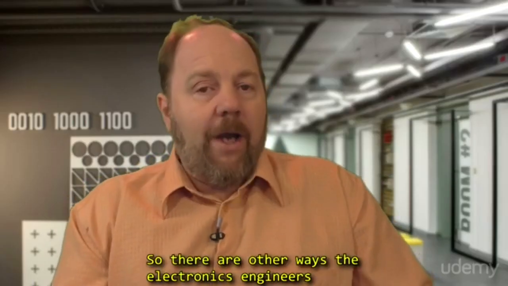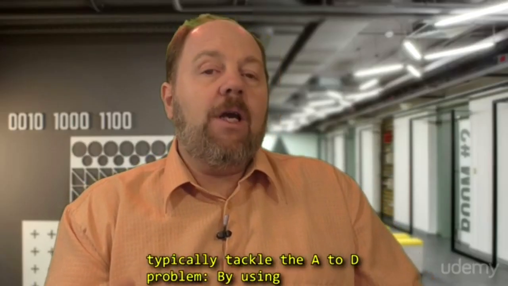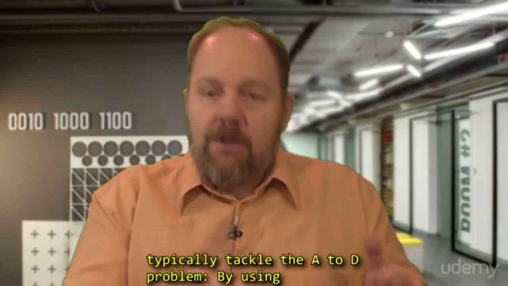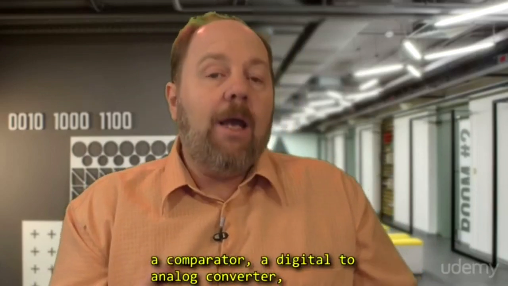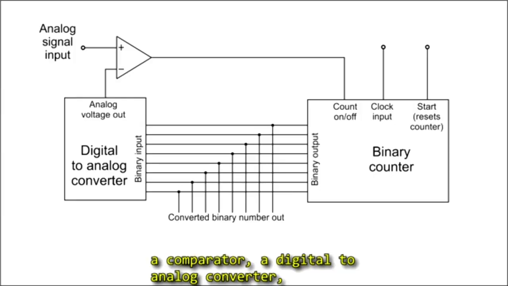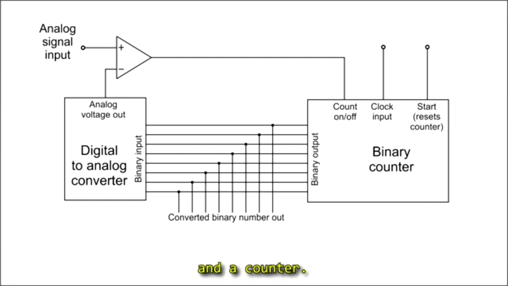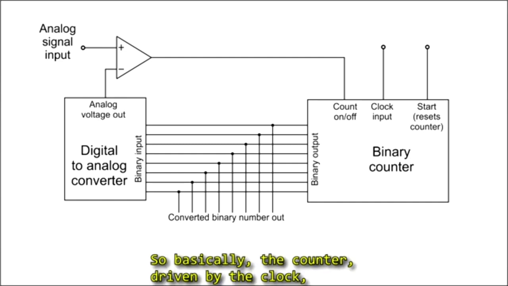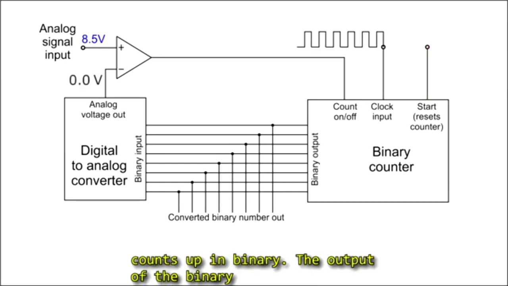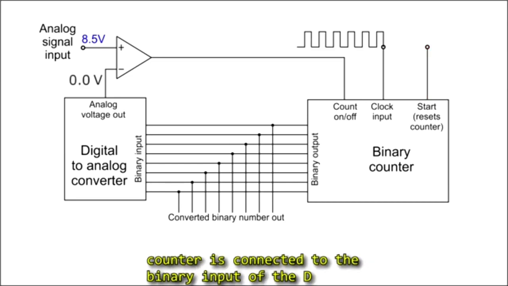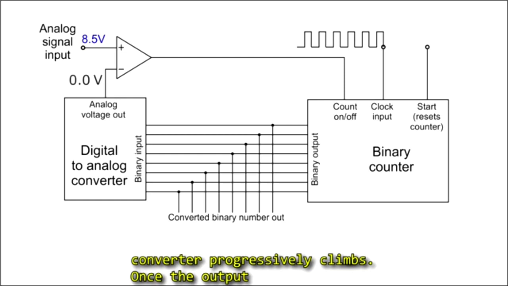So there are other ways electronics engineers typically tackle the A to D problem, by using a comparator, a digital to analog converter, and a counter. So basically the counter, driven by the clock, counts up in binary. The output of the binary counter is connected to the binary input of the D to A converter, so the output voltage of the D to A converter progressively climbs.